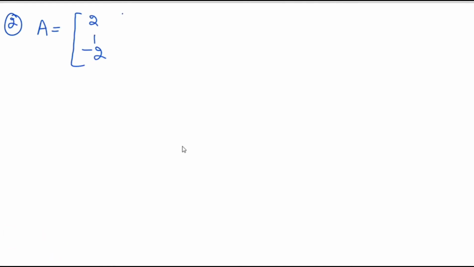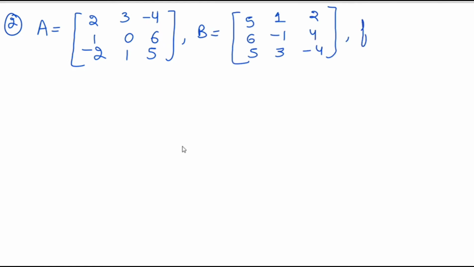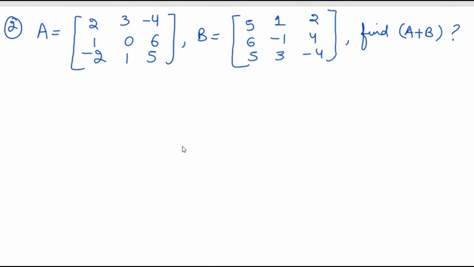Let's do another example. If we have a matrix A, 2 1 minus 2 3 0 1 minus 4 6 and 5, and matrix B is given, and we have to find A plus B. Now firstly check that the order of these two matrices is the same. This is of order 3 cross 3 and this is also 3 by 3. So firstly write A plus B. Now writing the matrices.